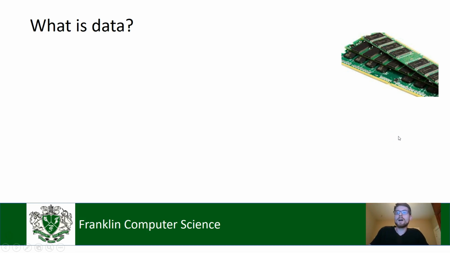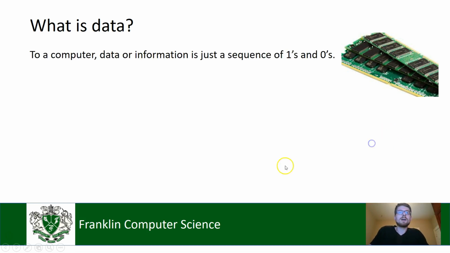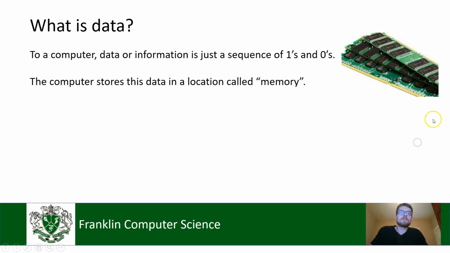So first and foremost, what is data? To a computer, data is just a sequence of ones and zeros. Everything fundamentally breaks down for the computer into these switches that are in the on position or in the off position. And where it's stored is in a place called memory. Almost all computers have some kind of memory. This is an example of memory you might see in a desktop machine. This is RAM. RAM is short for random access memory.